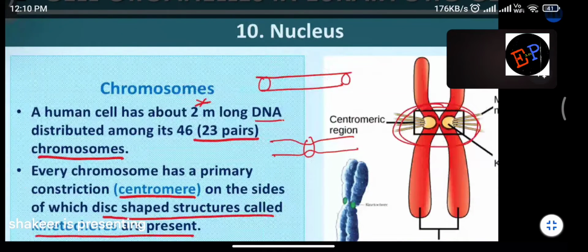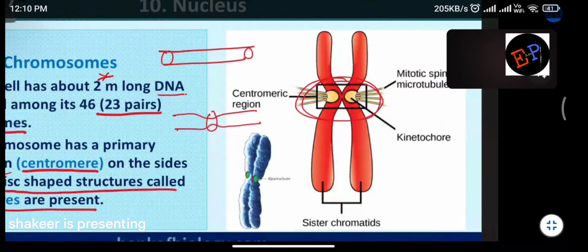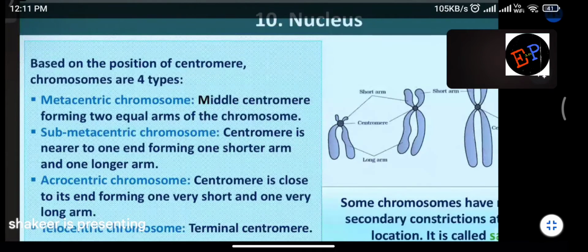And on the constriction you will find a disc-shaped structure called kinetochores. Okay, so here you are seeing these small green color structures. So these small green color structures, they are called kinetochores. Here you can see yellow color structures, look. These yellow color structures, they are called kinetochores. Are you able to understand? That's it.